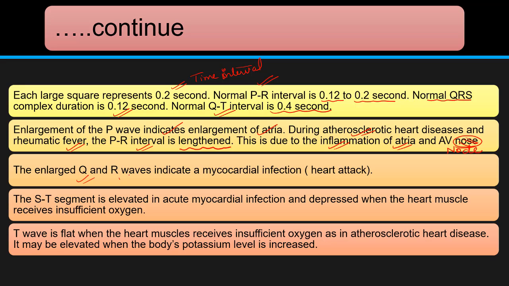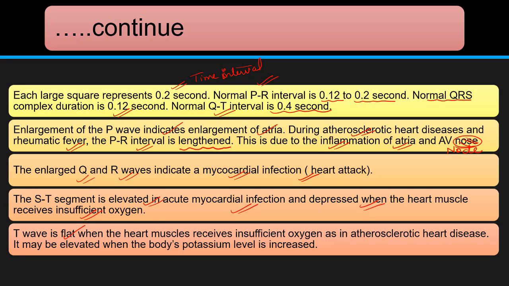Enlarged Q and R waves indicate myocardial infarction, heart attack. Enlarged Q wave or enlarged R wave represents myocardial infarction or heart attack. The ST segment gets elevated in acute myocardial infarction and depressed when the heart muscle receives insufficient oxygen.